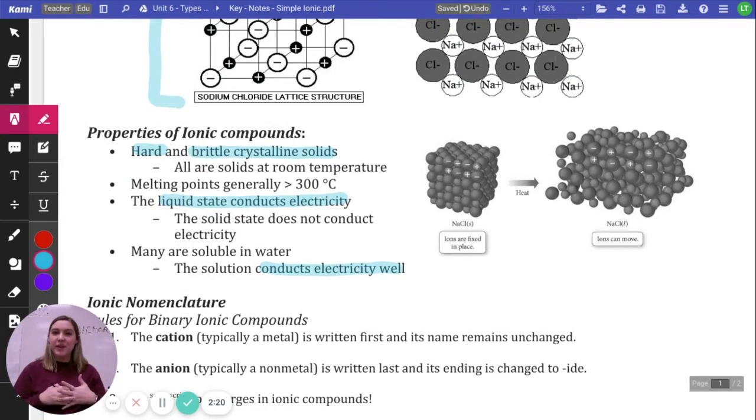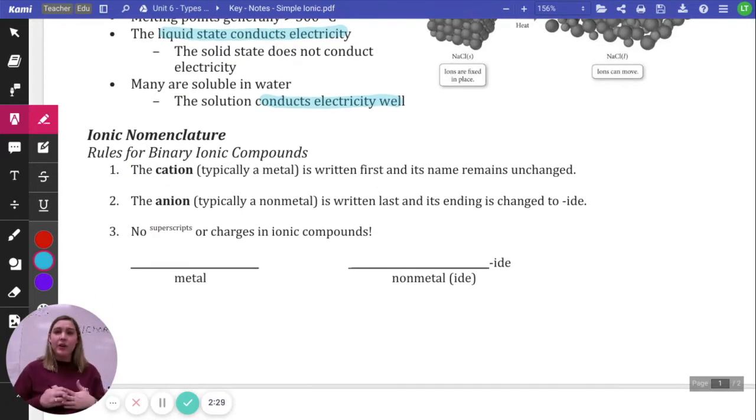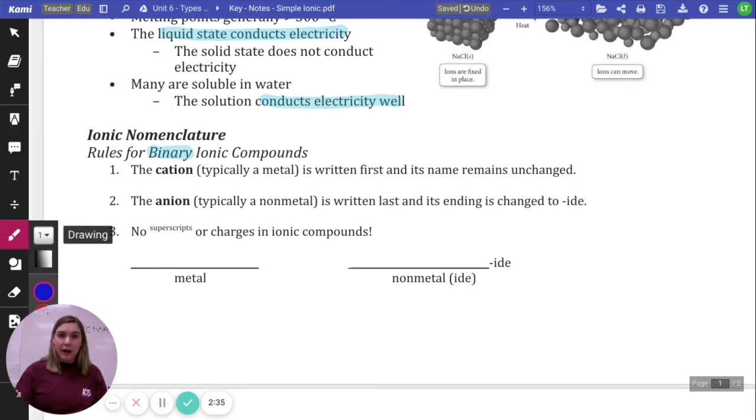So now let's jump into how we name them. We're going to learn how to name them and how to write their formulas. Let's start with naming. For now, we are only talking about binary ionic compounds. Binary, bi means two, so binary compounds are made up of two elements. These are very simple ionic compounds.